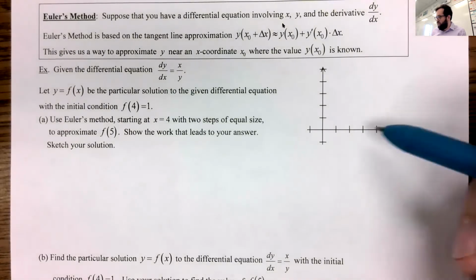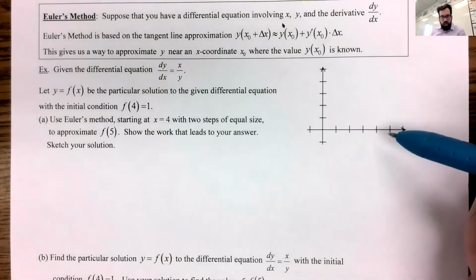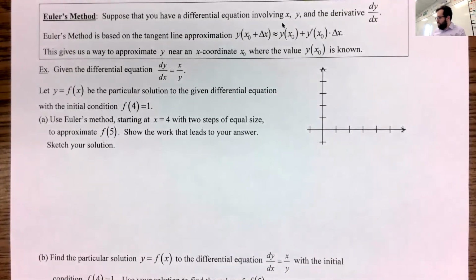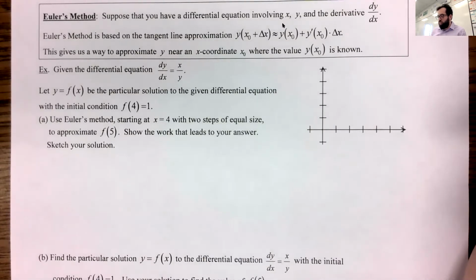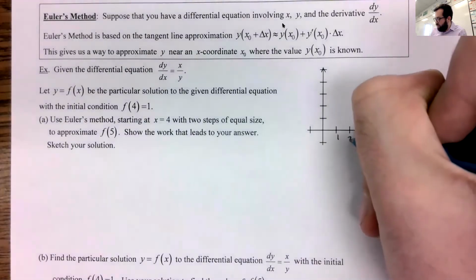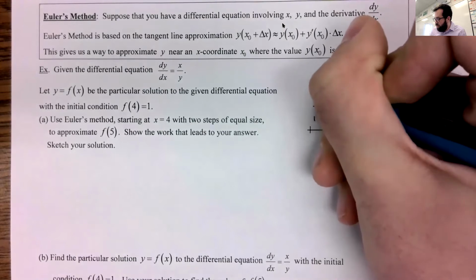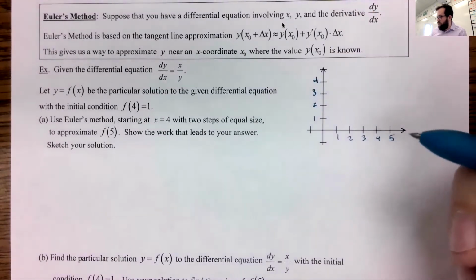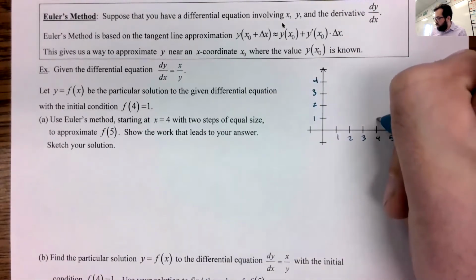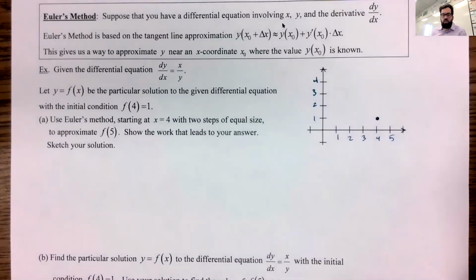So let's imagine that somewhere over here, we're going to try to recreate this function. We don't know what it looks like right now. The only thing we know is that when x is 4, y is 1. So I'm going to label the axes here 1, 2, 3, 4, 5, and 1, 2, 3, 4, 5, and the point (4, 1). The only thing we know is that that point is on our curve.